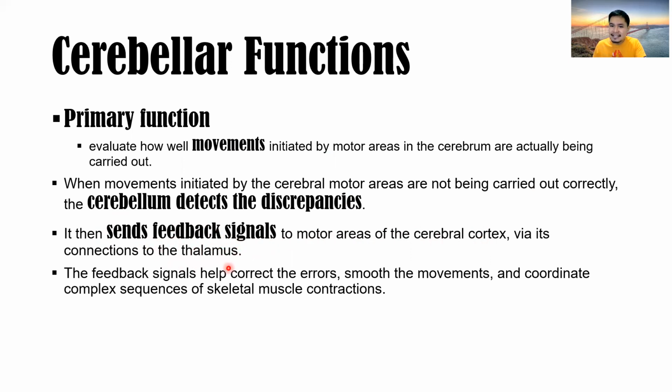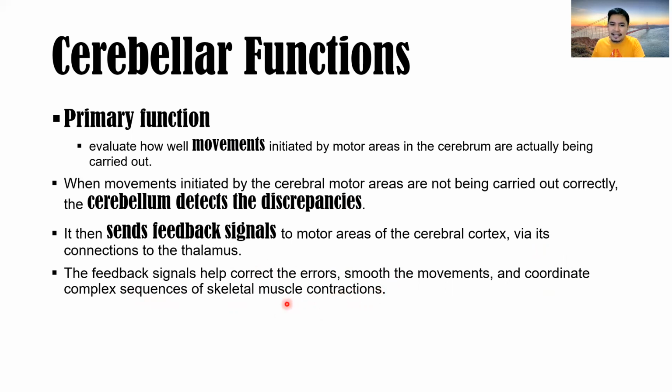So it will send signals that, hey, there are discrepancies, there are abnormalities that I sense that are not coordinated with the body movement. So the feedback signals help correct the errors and smooth the movements. It makes the movements fine and coordinated, and coordinates complex sequences of skeletal muscle contractions.